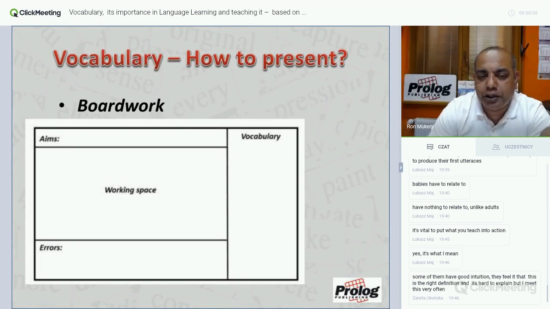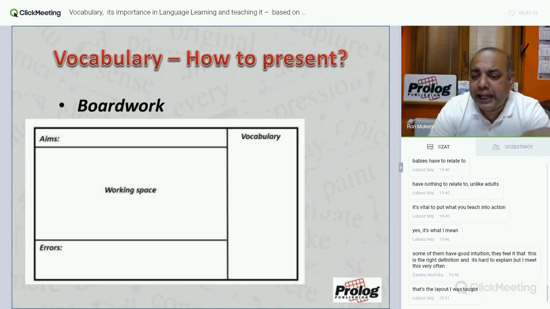But you also need to have, for example, here you see the vocabulary part. You need to have a section that will stay. You cannot erase new vocabulary immediately. It should stay for the whole lesson. In fact, you can use it at the end of the lesson to somehow recycle this vocabulary.